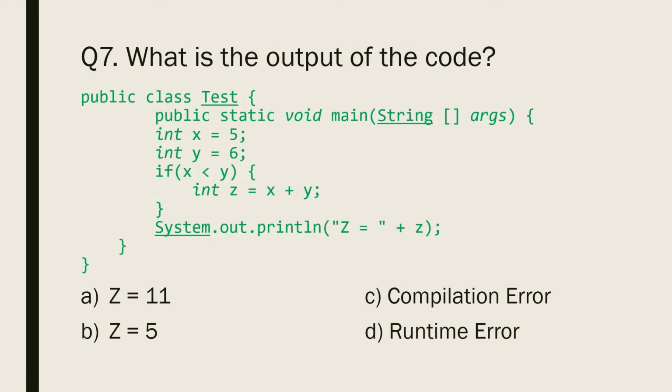Now question number 7. What is the output of the code? These are the statements inside main function. So int x is equal to 5, int y is equal to 6. If x is less than y, then go inside the if block, int z is equal to x plus y, and then print z. So what will be the output of this function? This statement.